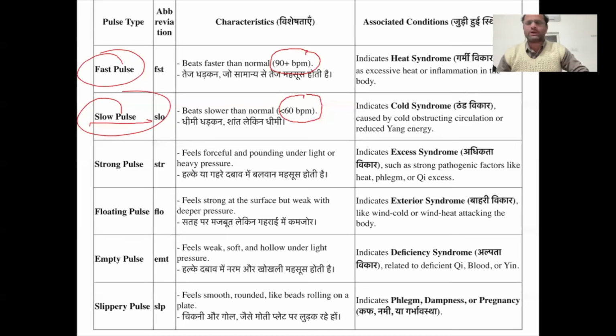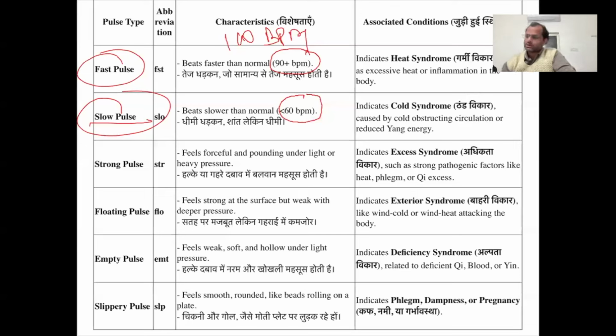It is not necessary that you count for 1 minute; you can count for 30 seconds. Count for 30 seconds and just double it, then you will reach the 1 minute. If the pulse is 100 beats per minute, then it comes under the fast pulse.